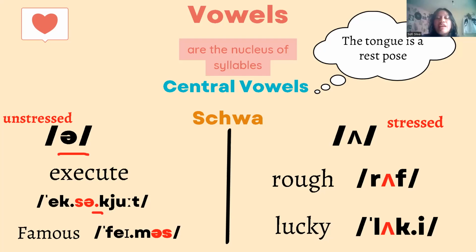Continue. The next example is famous. Excellent, excellent. Between schwa in the other case, a really short but straight sound. It's the same. Okay, teacher. Sorry. The example is rough and lucky. It's correct. Repeat, please. Rough and lucky.